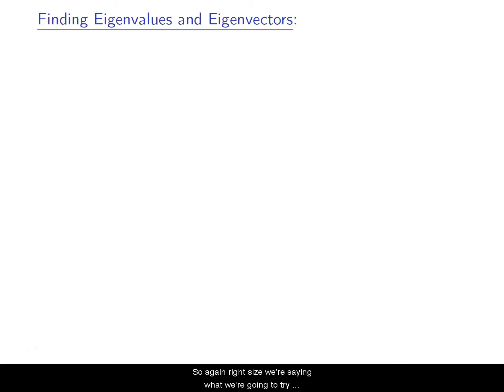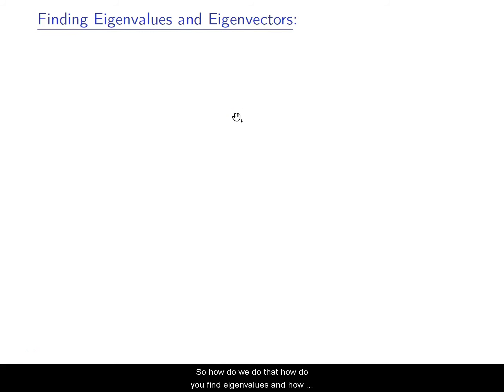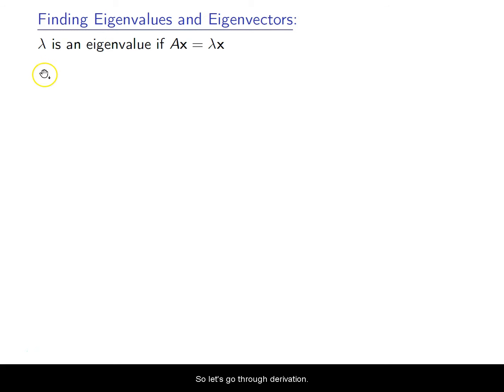So again, as we were saying, what we're going to try to do here is, given a matrix, find this lambda and find this u, instead of working backwards from our end result. So how do we do that? How do we find eigenvalues and how do we find eigenvectors? Well, eigenvalues are first and then come eigenvectors. So let's go through a derivation here.